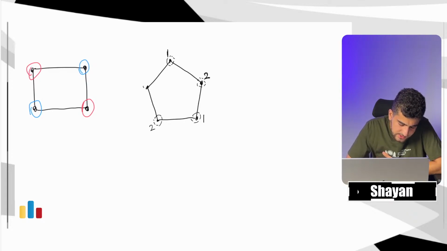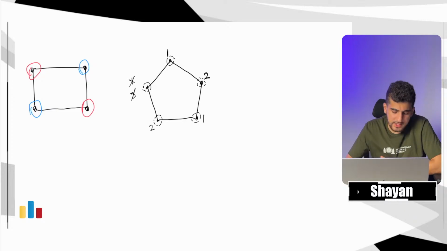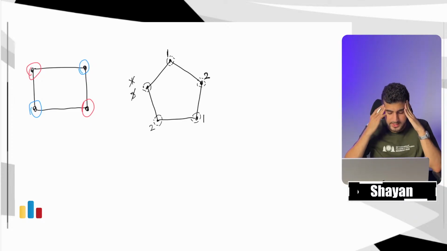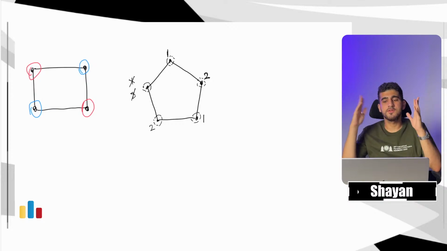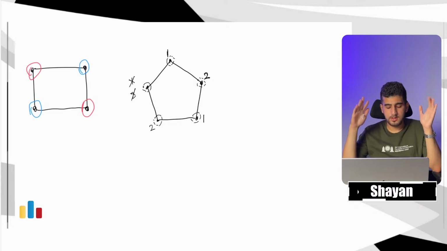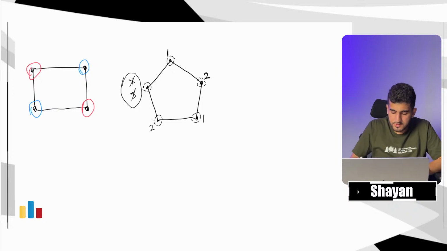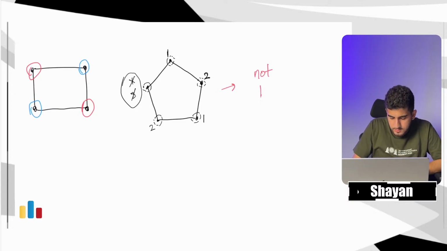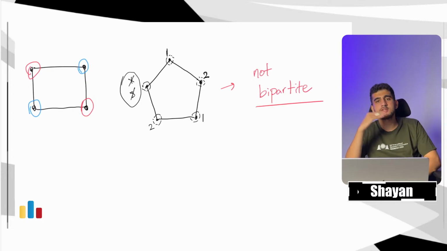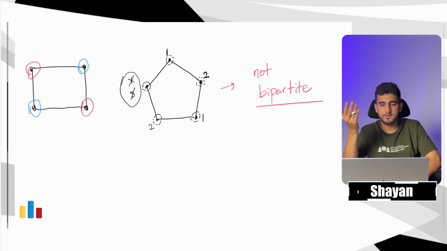Now if you consider this one, it cannot be 1 and it cannot be 2 as well. It cannot be any of them. So here we have a dead end. We cannot do anything. We're stuck. Therefore, we can say that this graph is not bipartite. There's no way that we can color them into 2 colors such that each vertex only has an edge to vertices of the other color.